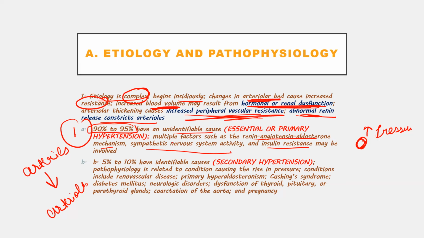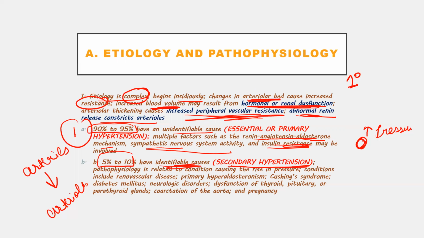So, here the hypertension will occur due to the changes in the body, that is renin, angiotensin, aldosterone mechanism. Where aldosterone level increases, there is sodium retention and hypertension. Sympathetic nervous system activity, insulin resistance. So primary hypertension will be due to the body's own physiology. In secondary hypertension, the hypertension will occur due to other conditions. So this consists of 5 to 10% and have identifiable causes.